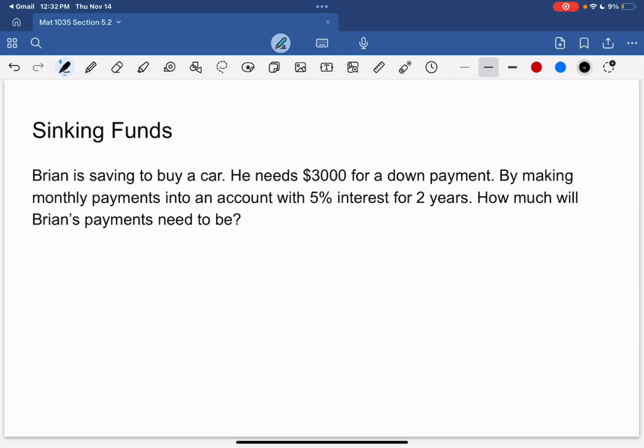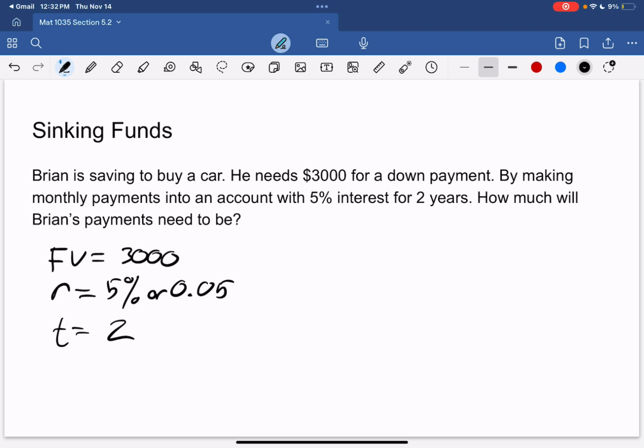All right, so let's look at this then. We know that our desired future value is 3,000. Our rate is 5%, or 0.05. Our time is 2 years. One thing to pay attention to, like I mentioned earlier, we have monthly payments. We want to see what our monthly payment would be because that's a reasonable thing to do. So N will be 12. So this will compound 12 times a year while we're making payments 12 times a year.